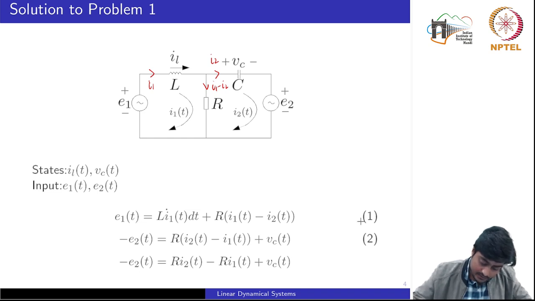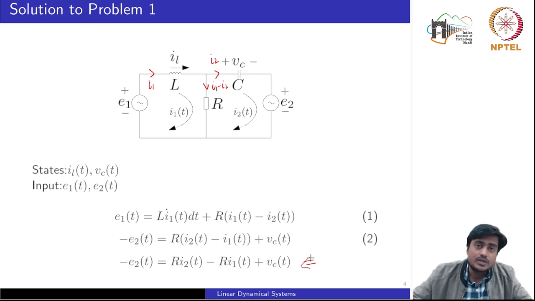First we'll write this equation for loop 1, which is E1 is equal to L di1 by dt plus R times (I1 minus I2), if we take the entire loop. Similarly, for the second loop, we can write minus E2, because the current is flowing in the opposite direction, which is equal to R times (I2 minus I1) plus the voltage across the capacitor. After this simplification, we obtain this next equation, which you can see more closely.